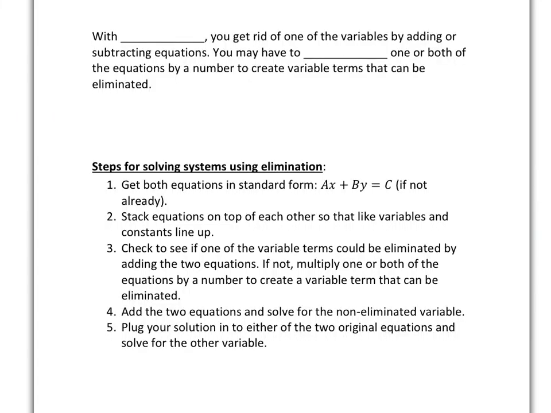With elimination, you get rid of one of the variables by adding or subtracting equations. You may have to multiply one or both of the equations by a number to create variable terms that can be eliminated. So we'll see an example of that in just one moment.